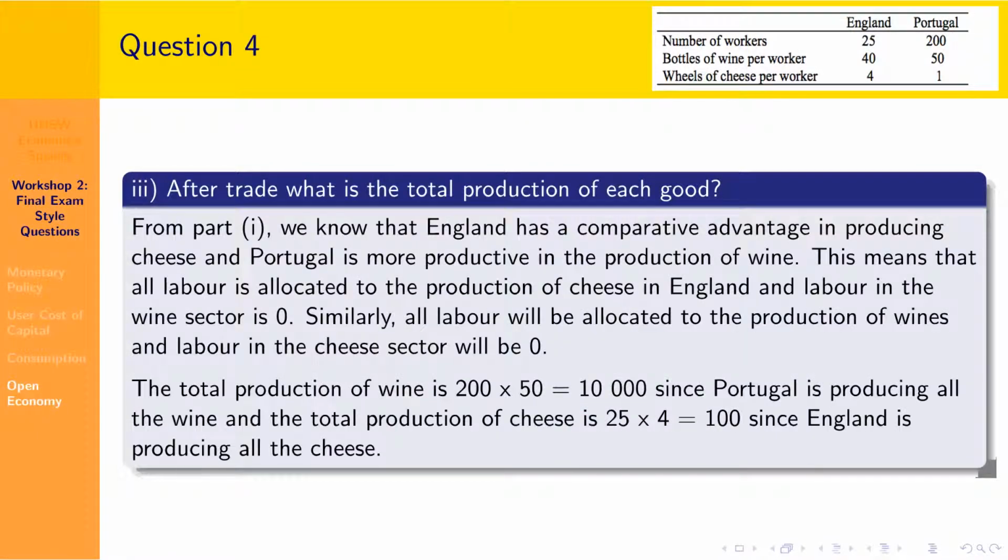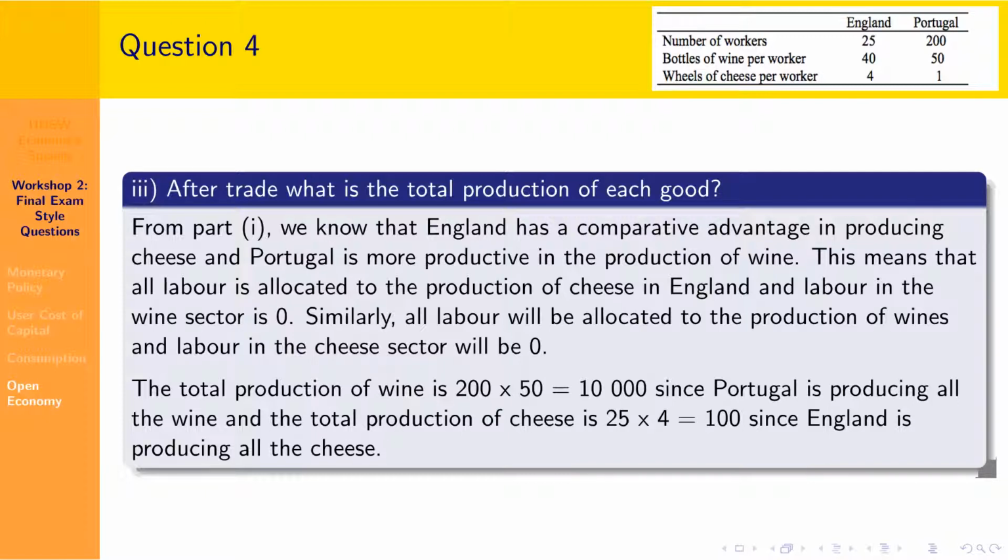3. After trade, what is the total production of each good? From part 1, we know that England has a comparative advantage in producing cheese, and Portugal is more productive in the production of wine. This means that all labour is allocated to the production of cheese in England, and labour in the wine sector is 0.